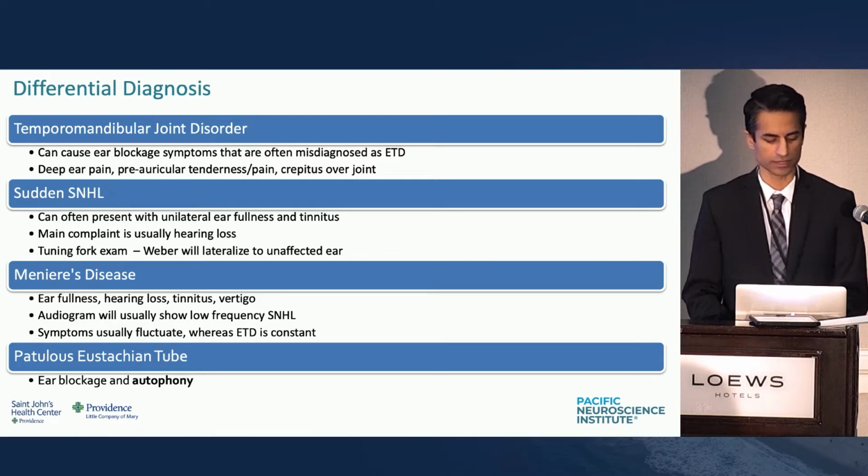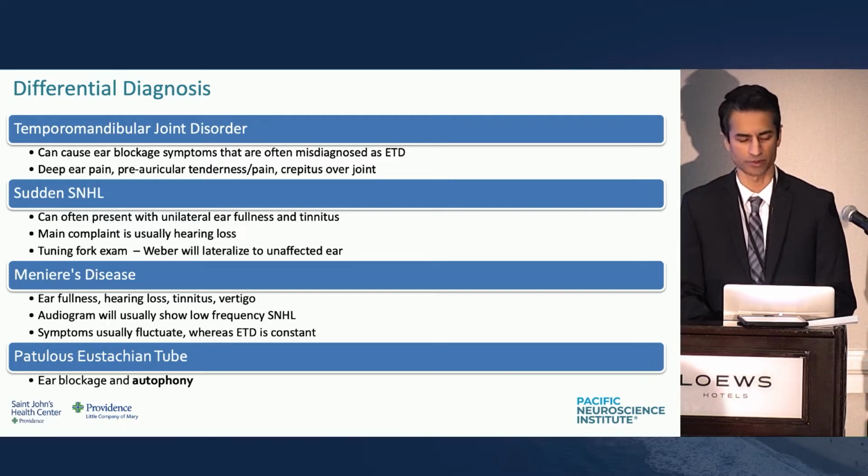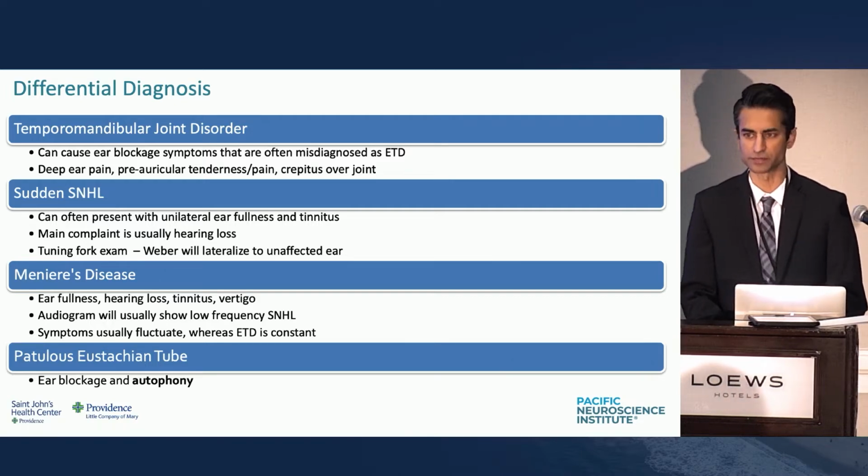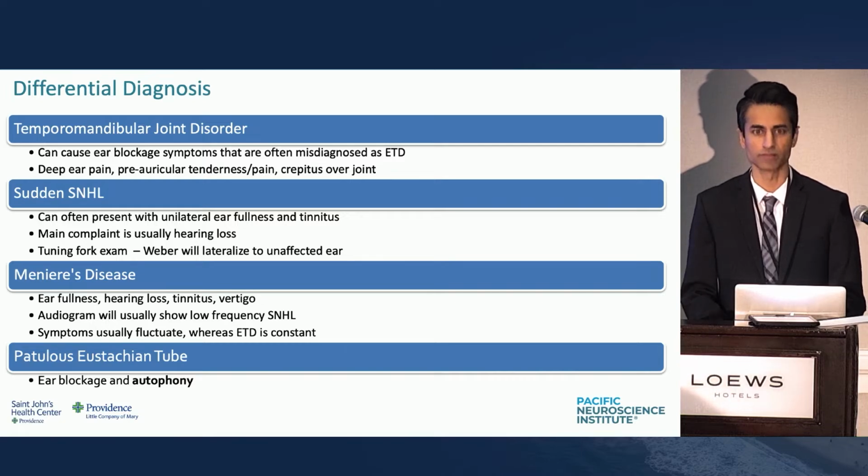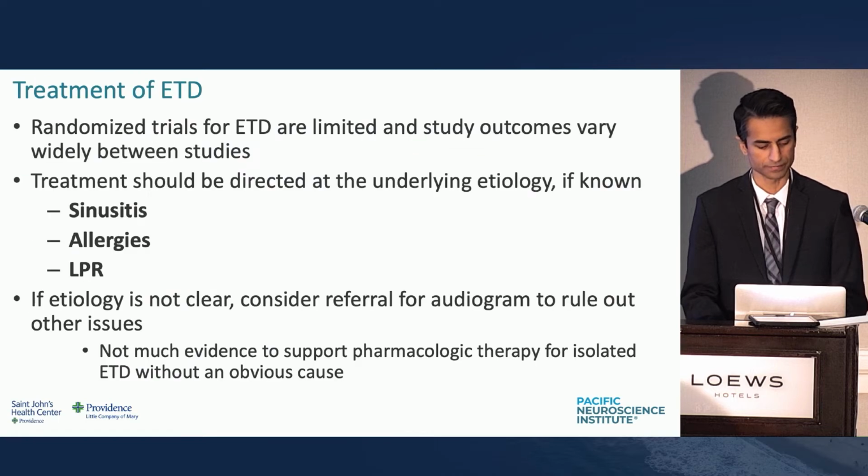Another thing that can cause some ear fullness is Meniere's disease, and ear fullness or pressure is one of the four main symptoms of Meniere's disease. But they also have hearing loss that's usually low frequency and sensorineural in nature. They'll have tinnitus on that side, and then typically they'll have some imbalance or vertigo. And then finally, patulous eustachian tube, which I'll talk about at the end, but they can also have some ear blockage or fullness symptoms. I think the differentiating thing is this symptom called autophony.